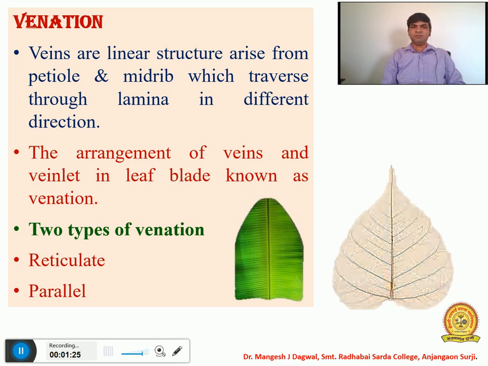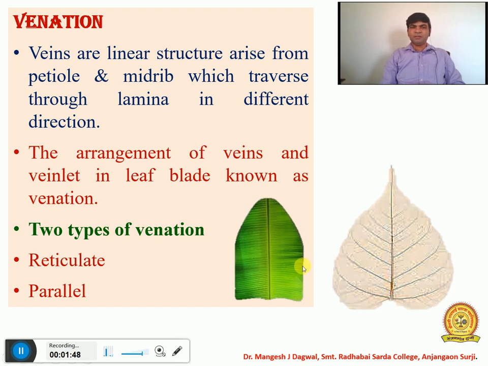In these two pictures, this one is a peepal leaf, in which we can see the formation of the midrib, or midvein, and a number of lateral veins. These lateral veins interconnect with each other and form a network of veins.